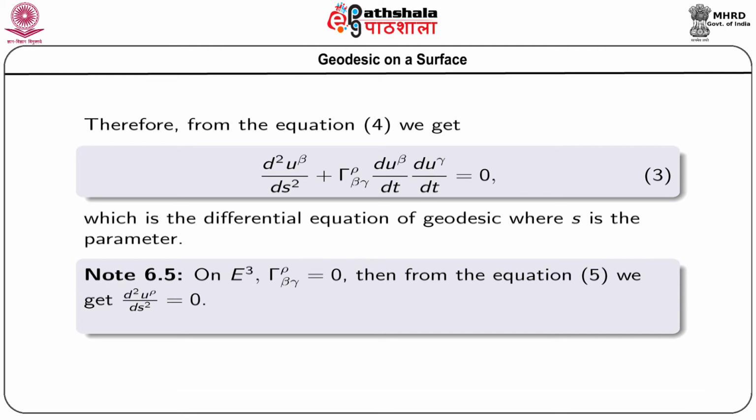Now, on Euclidean space, all the Christoffel symbols of the second kind vanish. So, from equation 5 we get d²u^ρ/ds² equal to 0, which is nothing but the equation of a straight line. So, for the Cartesian coordinate system on E3, the geodesics are straight lines.